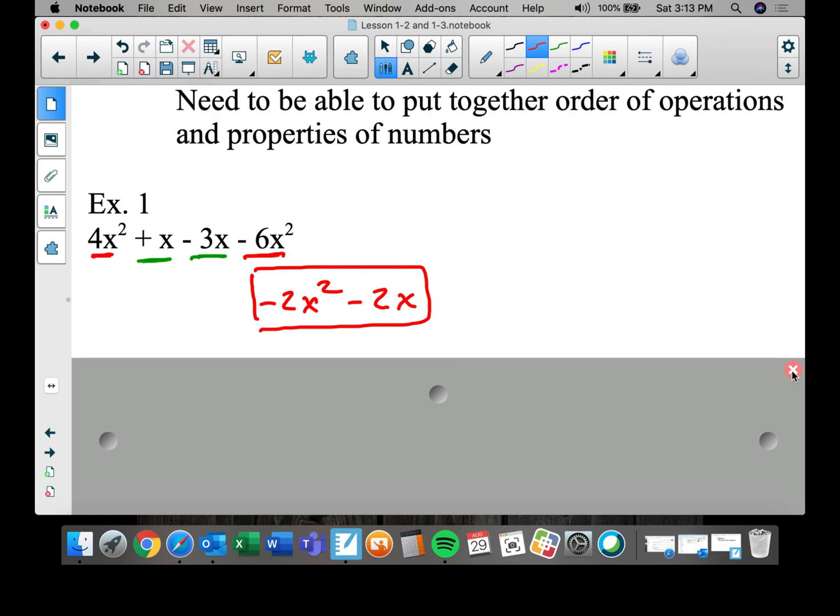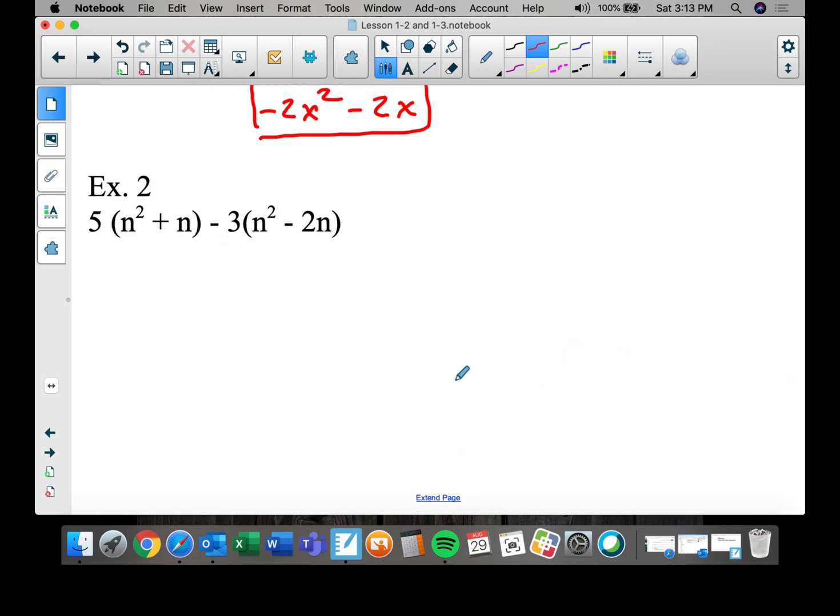Okay? If I give you one more example here, we're going to go through and take a look at this one. At this point, if I'm simplifying, we're going to add some things in. First step, I'm going to take care of this 5, and we're going to distribute that into the parentheses. So I end up with 5n squared plus 5n. Then don't forget the negative, we're going to take this negative 3 and distribute that. Negative 3 times n squared is negative 3n squared. And negative 3 times negative 2 is a positive 6n.